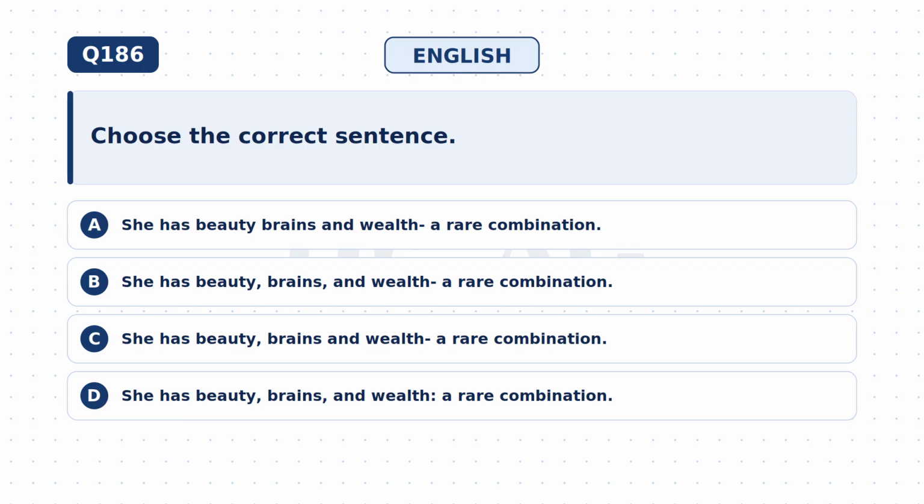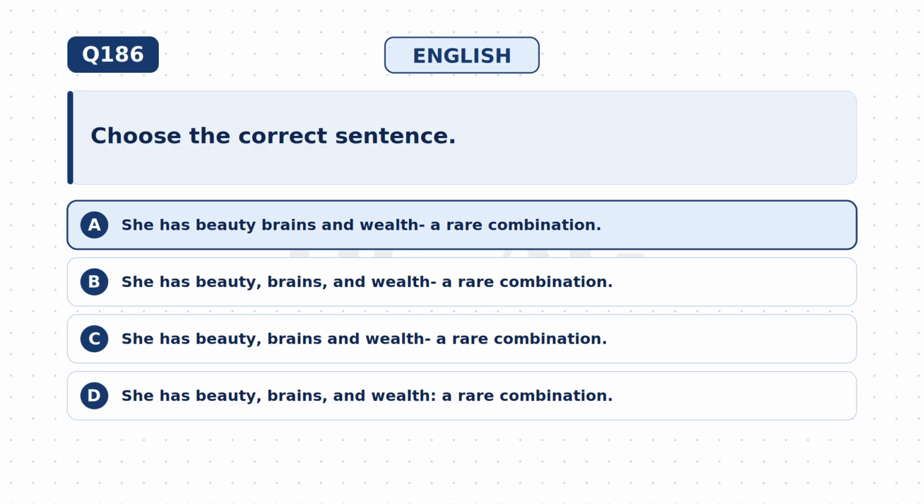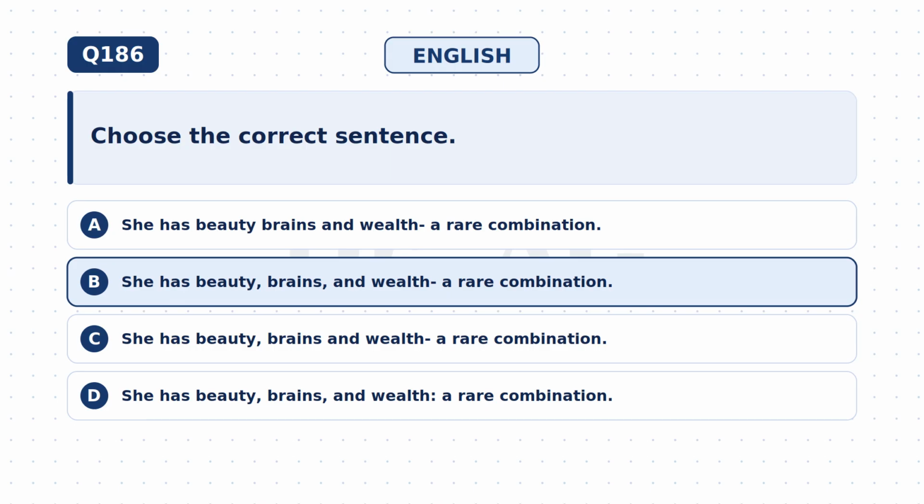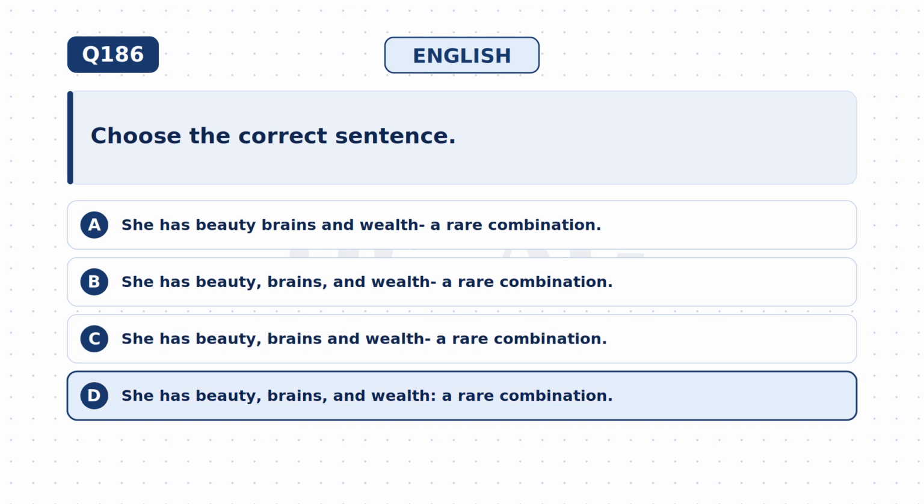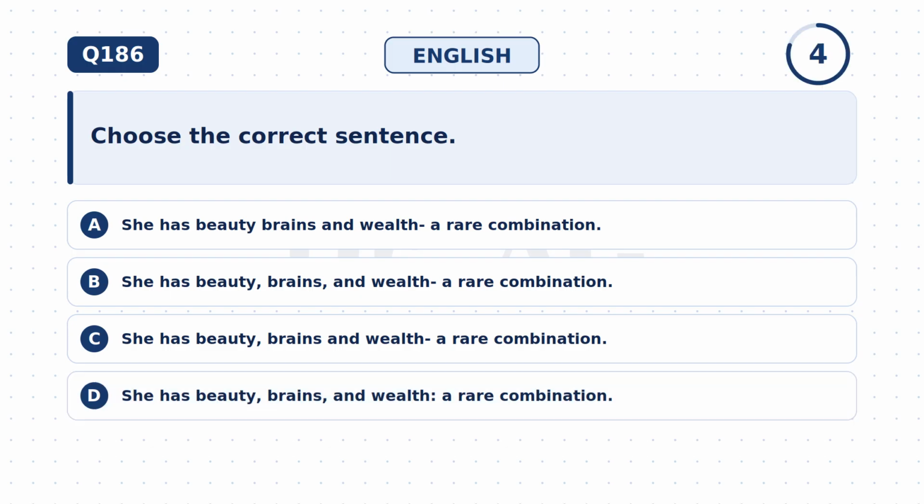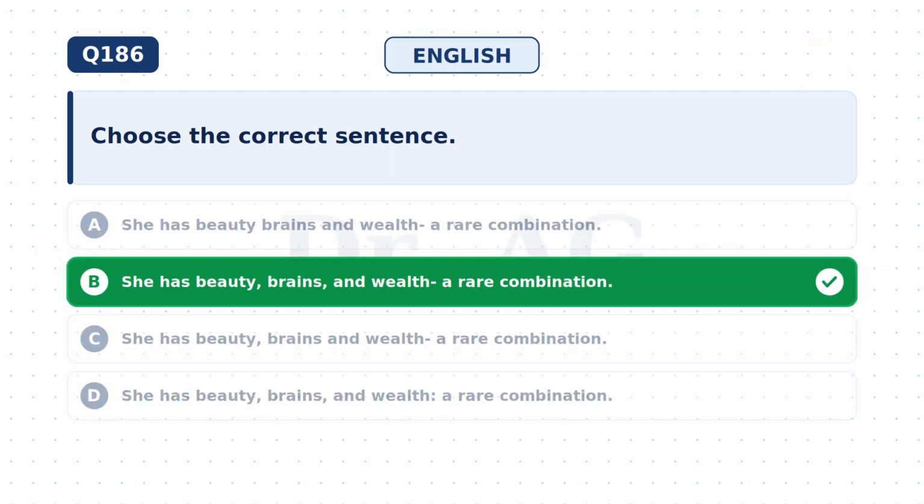Question 186. Choose the correct sentence. Option A, she has beauty, brains and wealth, a rare combination. Option B, she has beauty, brains and wealth, a rare combination. Option C, she has beauty, brains and wealth, a rare combination. Option D, she has beauty, brains and wealth, a rare combination. The correct answer is B, she has beauty, brains and wealth, a rare combination.